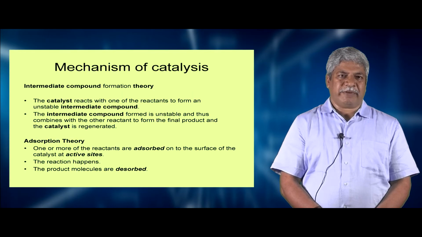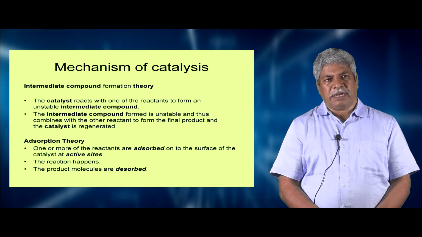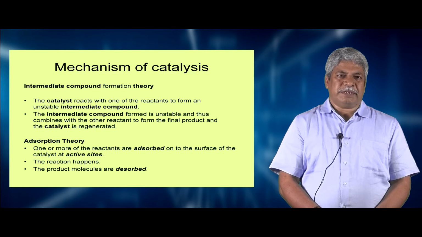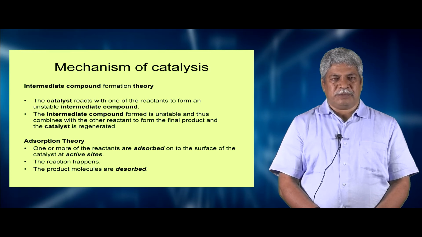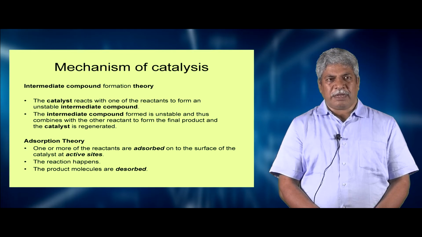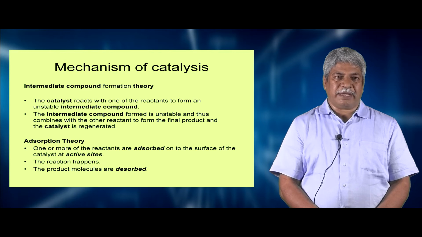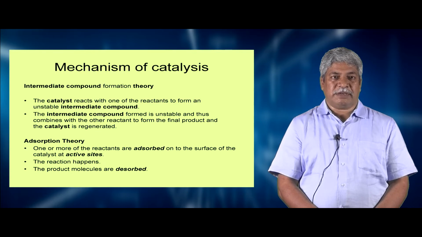With respect to the mechanism of catalysis, broadly, there are 2 types of theories. One is the intermediate compound theory and the other one is the adsorption theory. In the intermediate compound theory, first the catalyst reacts with one of the reactants and forms an intermediate. In the second stage, the intermediate will react with the other reactant to form the product and the catalyst is regenerated. The intermediate formed when the catalyst reacts with the first reactant will be much more reactive than the reactant. So, the reaction gets speeded up and the rate of the reaction increases. And not only that, finally, the catalyst gets regenerated.